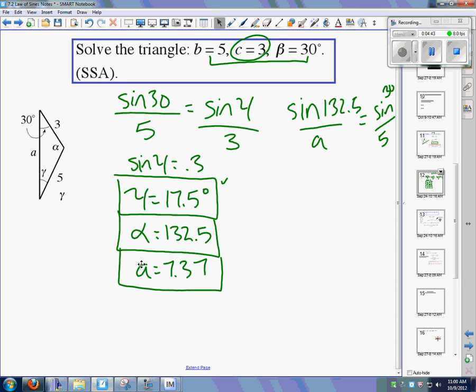Now I always pause here and make sure everything makes sense. Alpha is my biggest angle, so that means a should be my biggest side. That matches up. Beta is the next biggest angle, so that should be my next biggest side. That works. And then the same for lambda. Now, that's going to be triangle 1 right there.